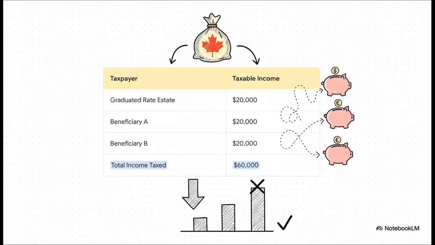This example really shows you the power of income splitting when you have one of these trusts. Let's say a graduated rate estate earns $60,000 of income. It doesn't have to pay tax on that entire amount itself. Instead, it can keep $20,000 and then allocate $20,000 to beneficiary A and another $20,000 to beneficiary B. What you've just done is create 3 separate taxpayers, each with a small amount of income. By spreading that $60,000 across 3 different sets of low tax brackets, the total tax bill goes down dramatically.